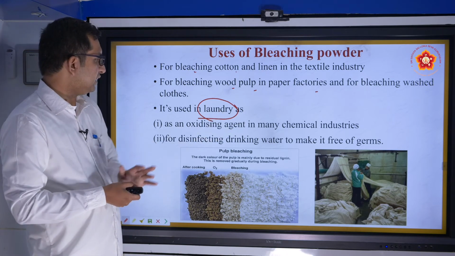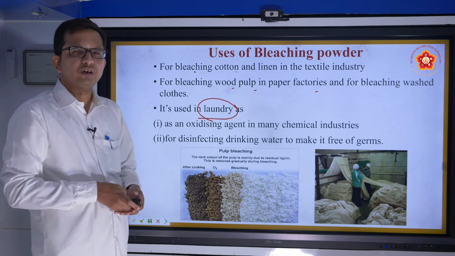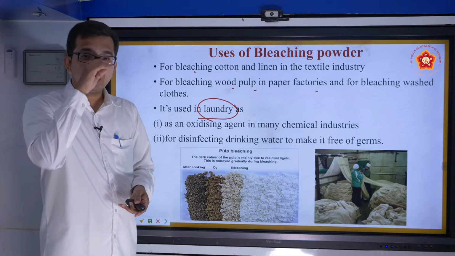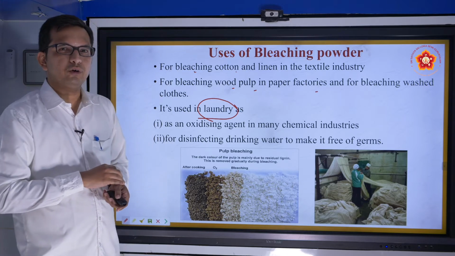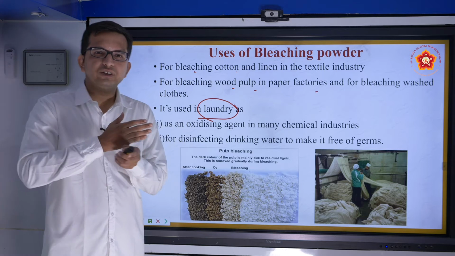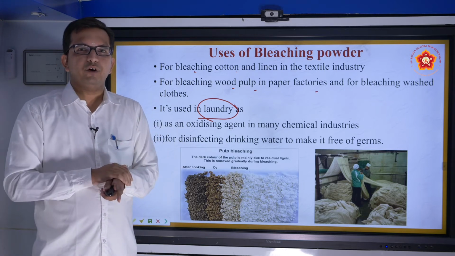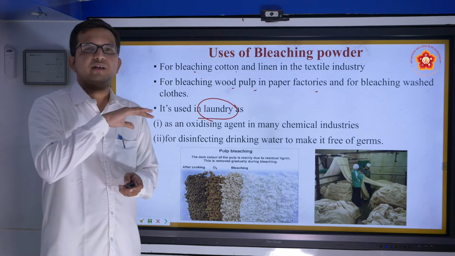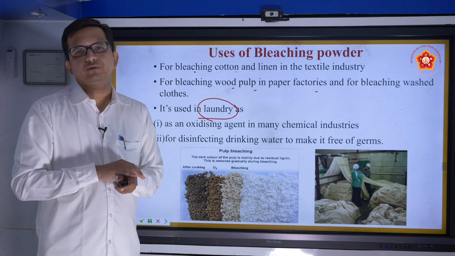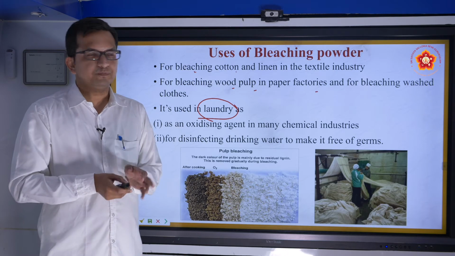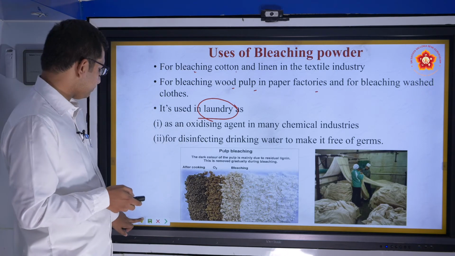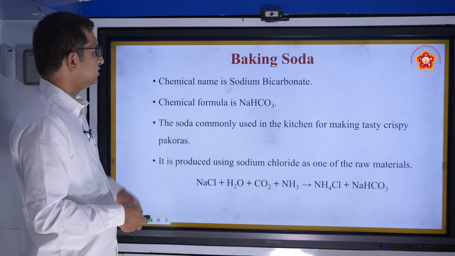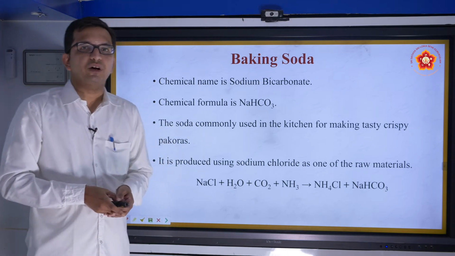It is used as an oxidizing agent and for disinfecting drinking water. As I told you, especially in drinking water, they add this chlorine. In the process of purification of water, this bleaching powder is added so that the chlorine which is present will kill all the harmful microbes present in the water. So this is about the uses of bleaching powder, and then we have baking soda.